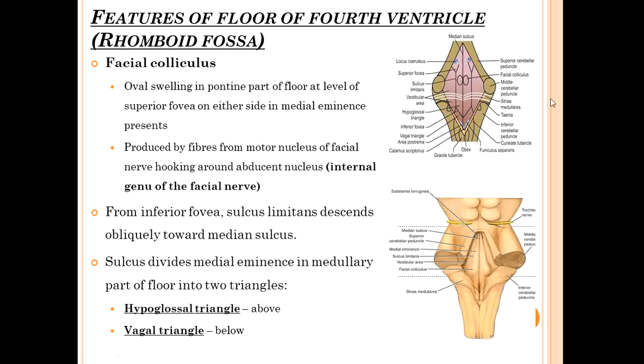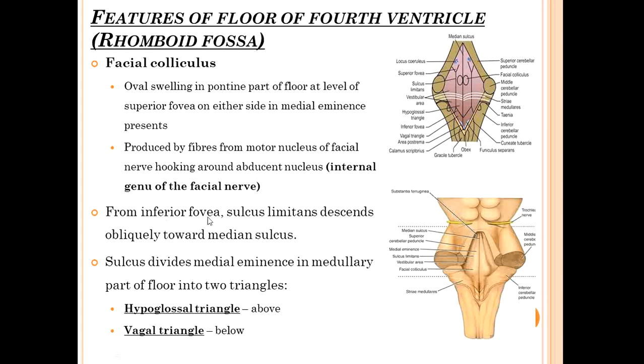Then the facial colliculus. Here you see an oval swelling in the pontine part of the floor at the level of the superior fovea. These are known as facial colliculi. Why are they produced? They are produced by fibers from the motor nucleus of the facial nerve hooking around the abducent nucleus. That is the internal genu of the facial nerve.